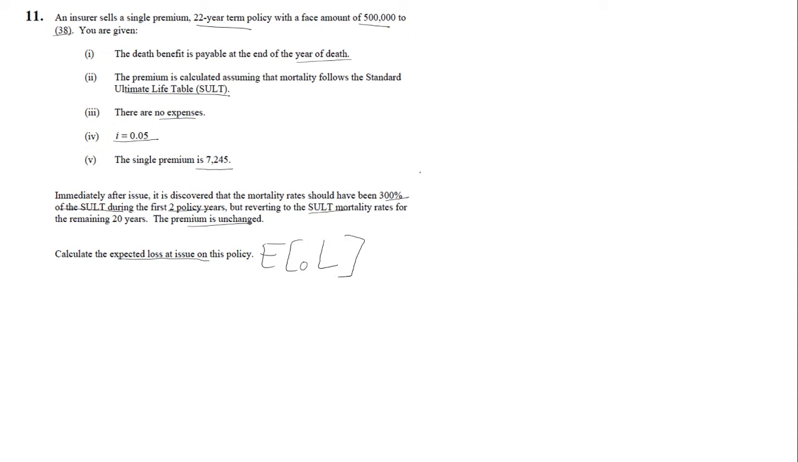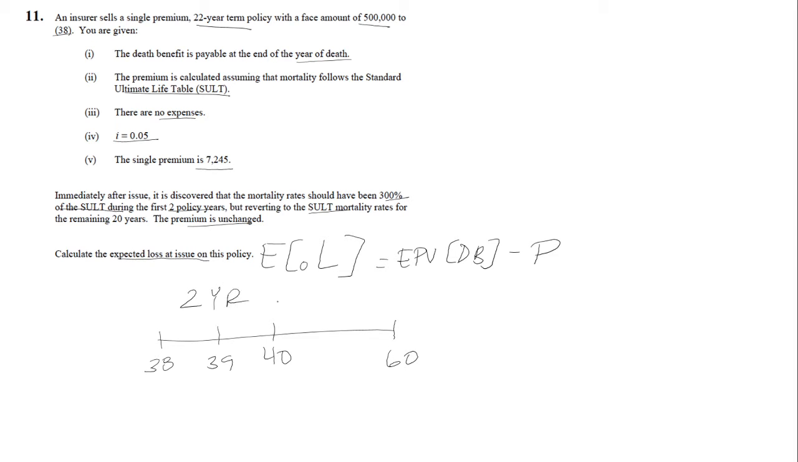So for that, we're going to need the expected present value of the death benefits, and we're going to subtract that by the premium. For the expected present value of the death benefits, it's a little tricky because for the first 2 years, the mortality rates are different, but then we can use the standard ultimate life table. So we'll break this up into a 2-year term and a 20-year term. If they had the same mortality rates, then we would combine it, of course. But we're separating it because they have different mortality rates.